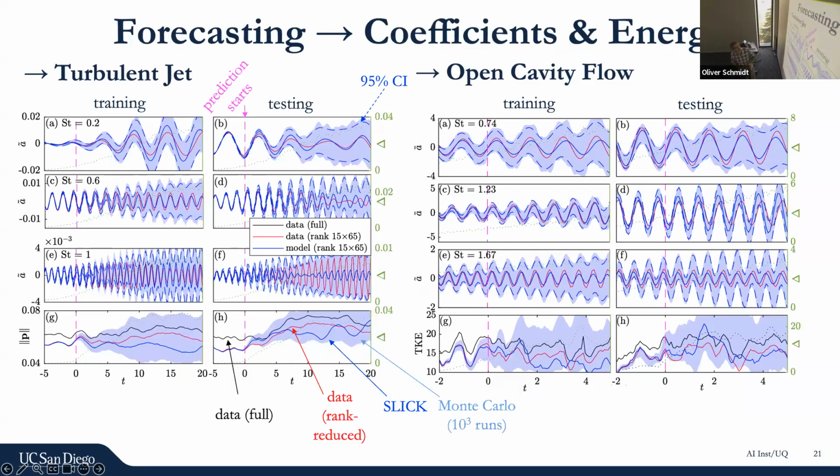I know it's a little much. Left is still the turbulent jet. Right is the open cavity flow data. The top three rows are just three different frequencies, low, medium, high frequency. The bottom is some integral quantity of interest. This is the pressure integrated over the entire domain. This is the turbulent kinetic energy integrated over the entire domain.